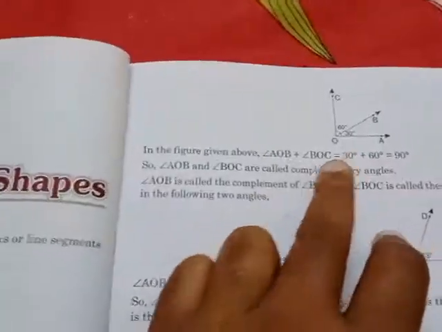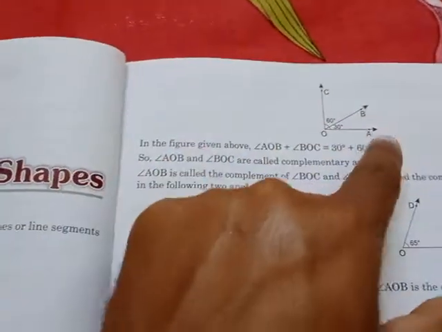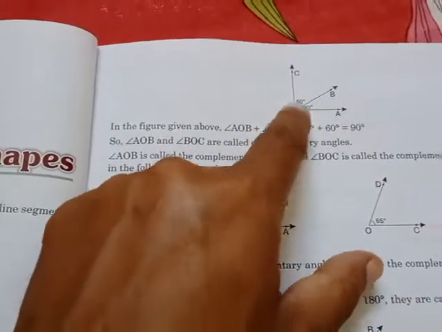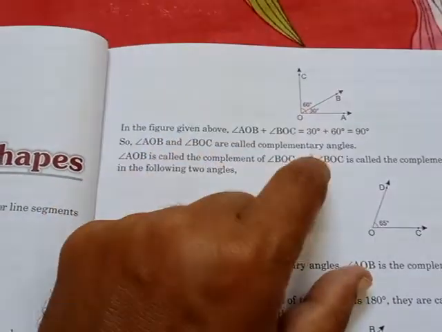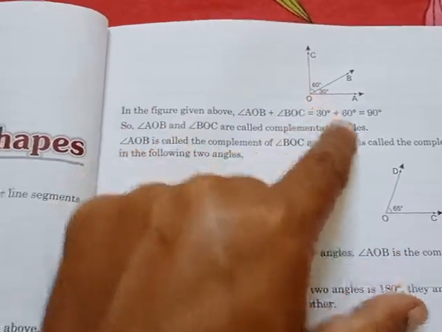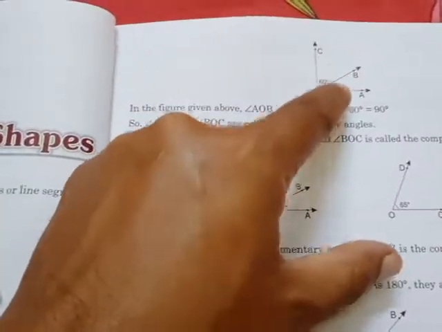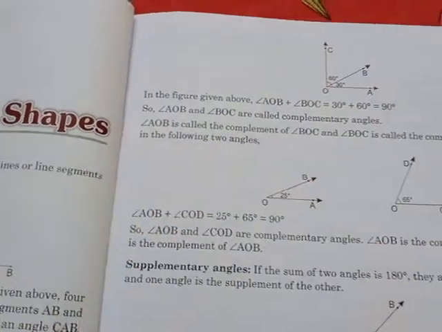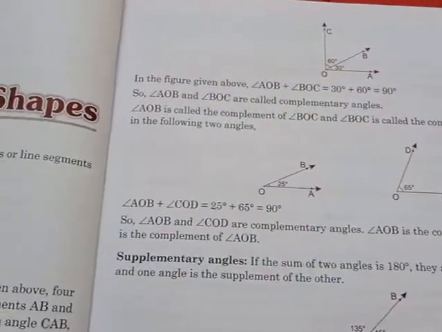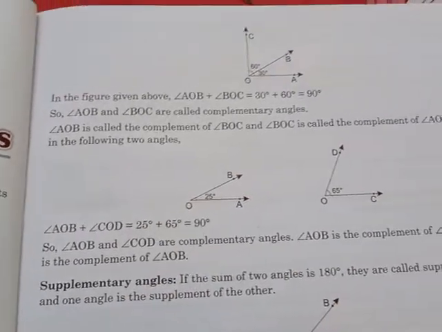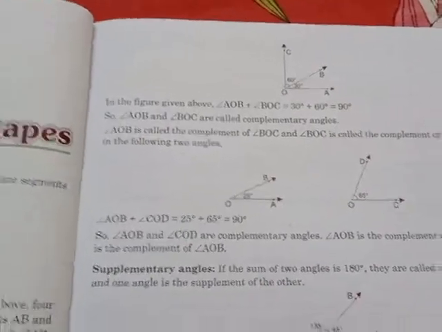Here is one example. AOB angle is 30 degrees and BOC is 60 degrees. So the sum of these two angles is 90 degrees. That means these two angles are complementary to each other, 30 and 60. 45 and 45 are also the same, and 20 and 70, these are complementary angles.